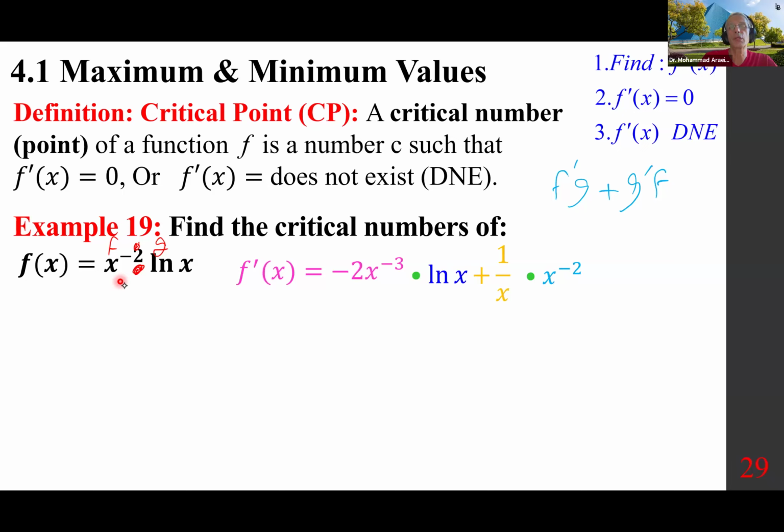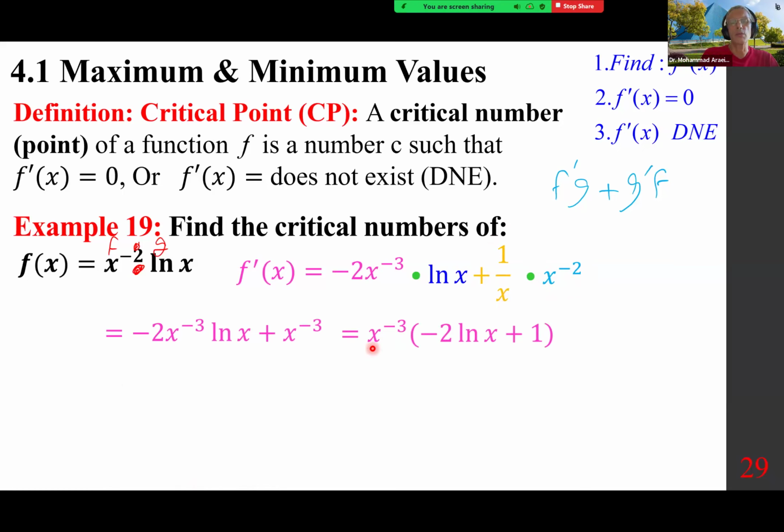So let's put them together. The first one gives us x to the power of minus 3, which is very straightforward. I hope you see that x to the power minus 2 divided by x is x to the power minus 3. You factor out the x to the power of negative 3, and you get minus 2 ln x plus 1. It's important to be able to write it in this fashion. So we are going to write it as this piece over x cubed. So this is the differentiation.